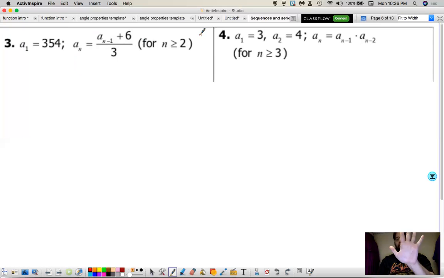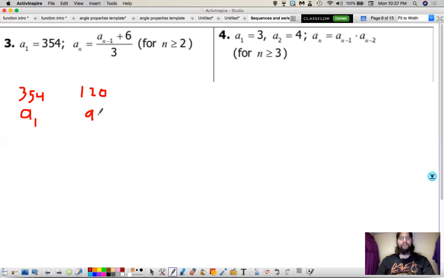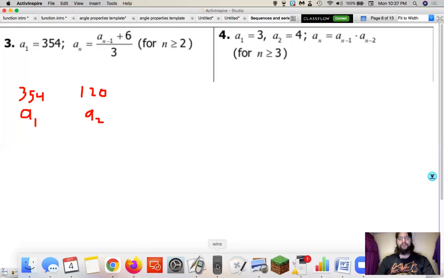So again, we're getting the first 5 terms. A1 is given to us. It's a recursive formula. We've got to start somewhere. 354. To get A2, we're going to take that number, add 6 to it, and divide it by 3. 354 plus 6 is 360. Divided by 3 is 120. Yeah, definitely just go ahead and grab the calculator.